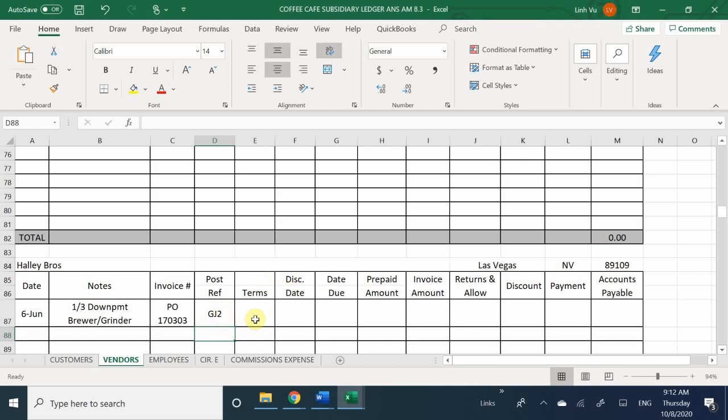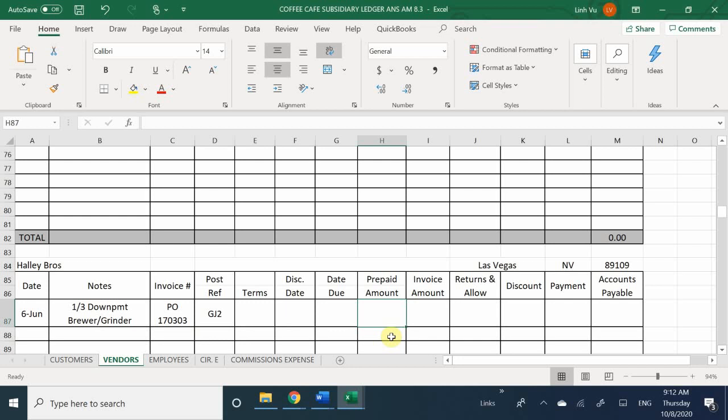Okay. Now, of course, we never received the bill, so we don't have terms, a discount date, or a due date yet, so we could skip that. Now, here's the question. Are we going to place it in our prepaid accounts? Yeah, because we put that as a down payment. Correct. And we never received an invoice amount either. However, what we learned here is that the prepaid amount should actually reduce your total invoice amount.